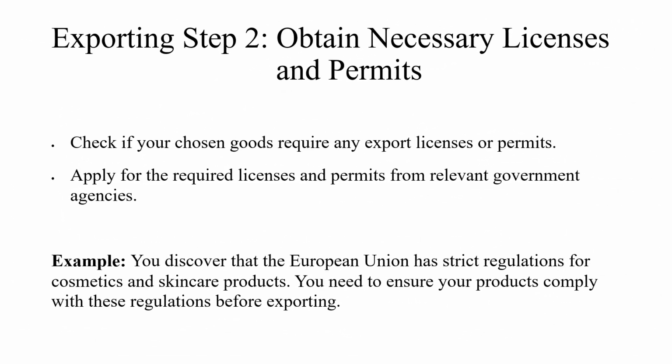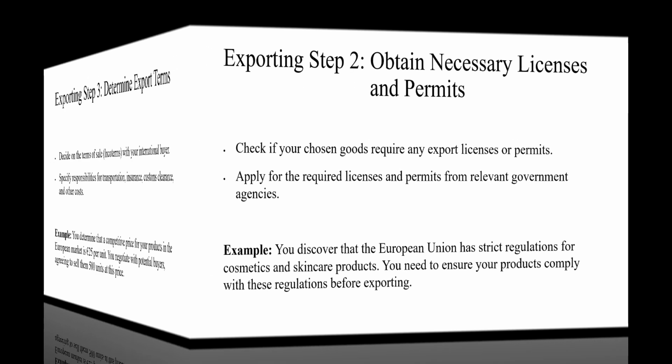Exporting Step 2, obtain necessary licenses and permits. Check if your chosen goods require any export licenses or permits. Apply for the required licenses and permits from relevant government agencies. Example, you discover that the European Union has strict regulations for cosmetics and skincare products. You need to ensure your products comply with these regulations before exporting.